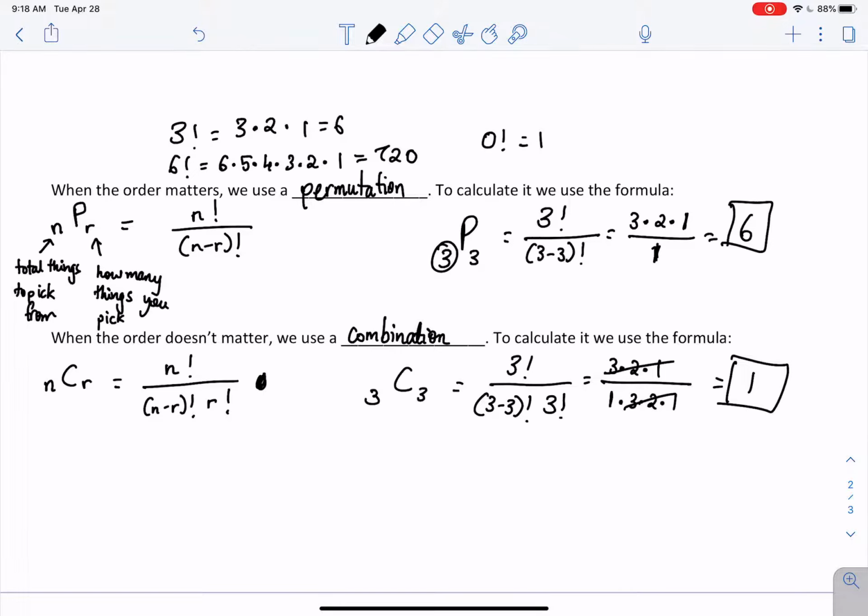So again, the main thing to remember is the difference between a combination and a permutation. When the order matters, it's a permutation. When the order doesn't matter, it's a combination. The main dad joke kind of thing with this is a combination lock. In a combination lock, the order actually matters, so they should be called permutation locks, not combination locks.